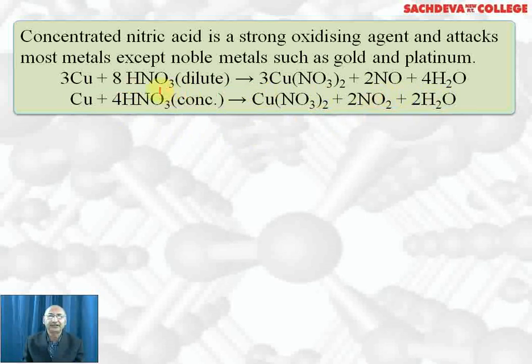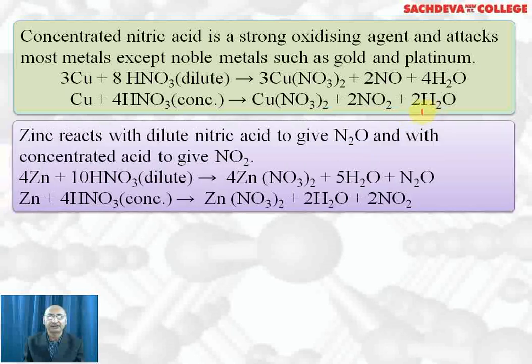It liberates nascent oxygen which reacts with copper to form copper oxide. Copper oxide reacts with nitric acid to form copper nitrate and water. Concentrated nitric acid is also an oxidizing agent. It gets reduced to nitrogen dioxide and provides nascent oxygen which reacts with copper to form copper oxide. Copper oxide reacts with nitric acid to form copper nitrate and water. This is how nitric acid, both dilute and concentrated, acts as an oxidizing agent.